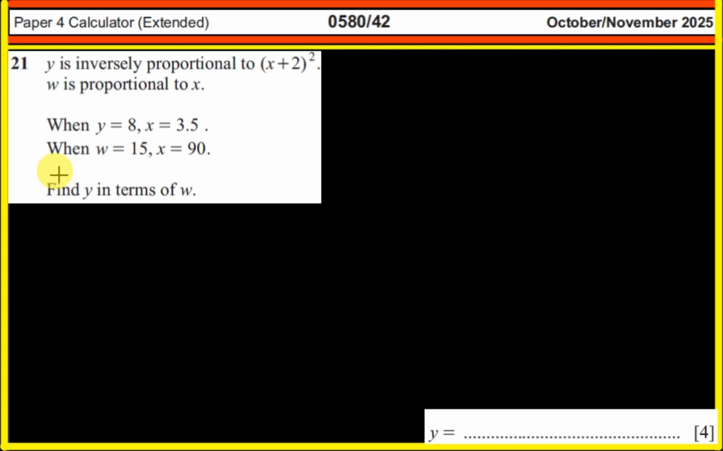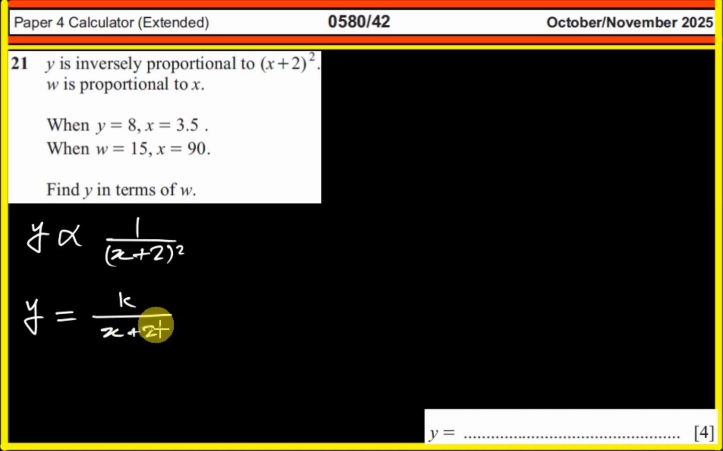So let's start with this inverse proportion, that is the first line: y is inversely proportional to (x plus 2) whole square. So how will we write this? We write inversely proportional as 1 upon like this. Now we can multiply with a constant, and then we can convert this proportionality symbol into equals, like here y is equal to k upon (x plus 2) whole square.